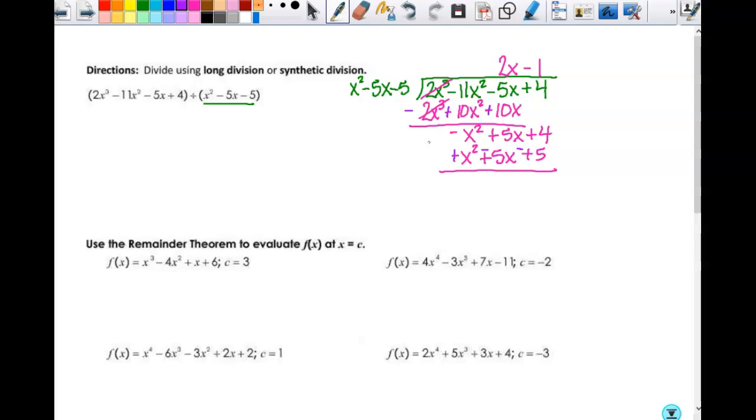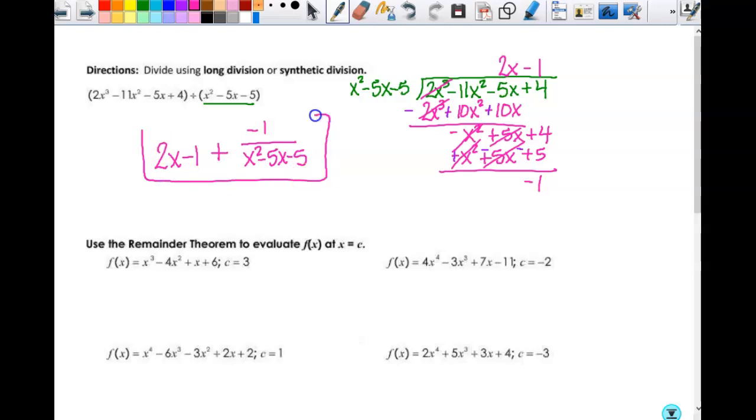The careless mistakes are happening from those of you that are stubborn and don't change your signs. These zero out and these zero out, so you are just left with negative 1. Again, all it says to do is divide. So my answer is 2x minus 1 plus negative 1 over x squared minus 5x minus 5. That is your answer. And there's a reason we care about those remainders too. We're getting there pretty soon.